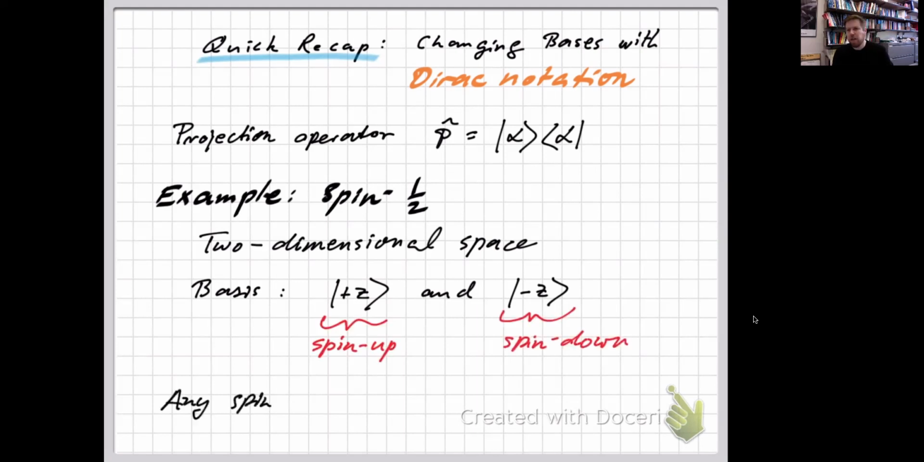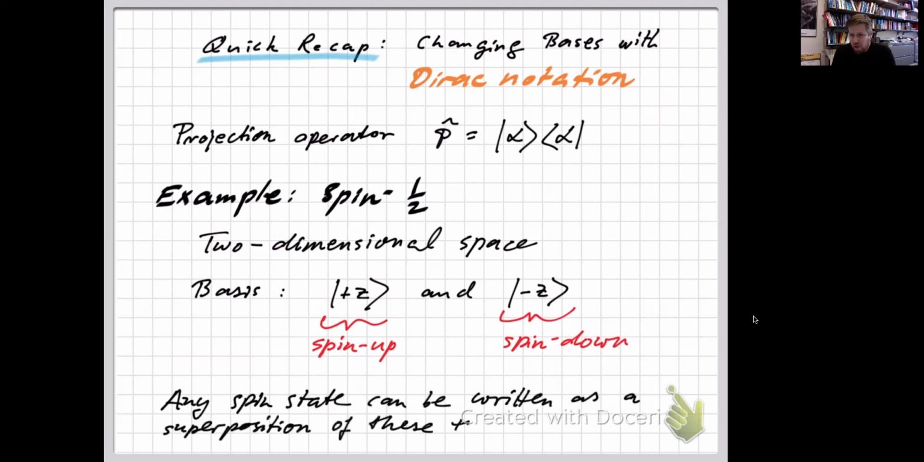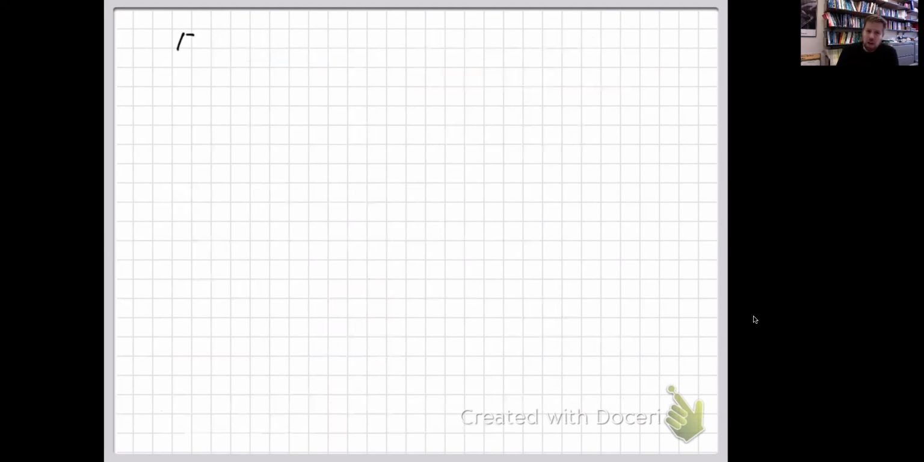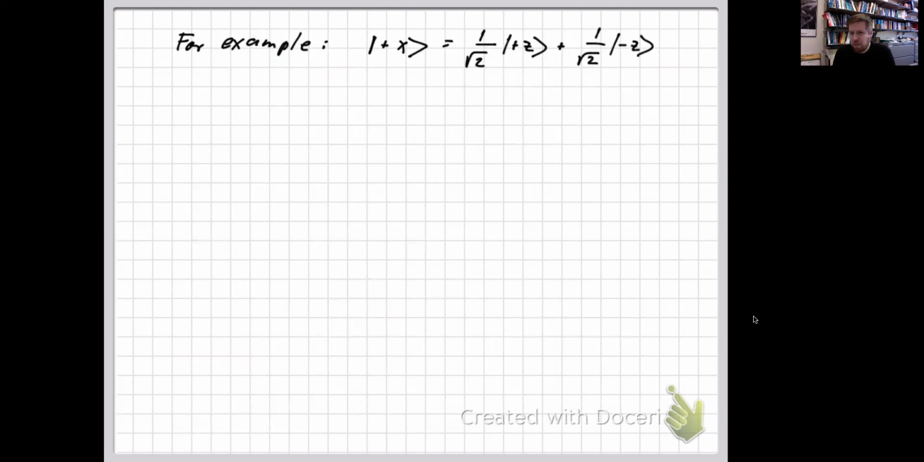But then any other spin state can be written as a superposition of these two because we have completeness, right? So for instance, I can write the plus x spin state. So this would be a spin pointing in the positive x direction. I can write that state as a superposition of plus z and minus z. And it's sort of an even superposition, right? An evenly weighted linear combination.